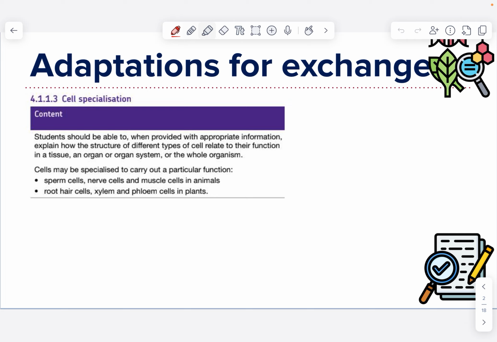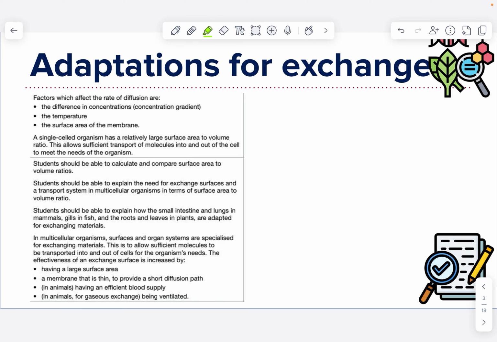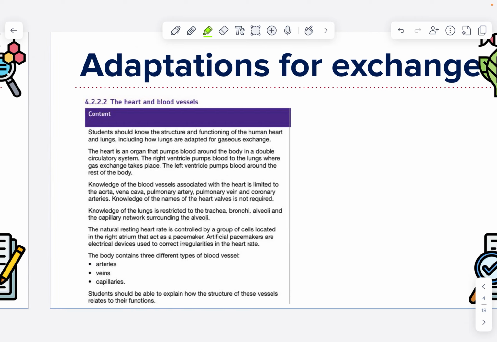So it actually comes up in cell specialization, in particular how cells are specialized to carry out a particular function. These are the main cells they want you to be aware of: sperm, nerve, muscle for an animal, root hair cell, xylem and phloem. We'll talk about those examples in a second. It then of course has links to transport and cell transport, and we're going to look at multicellular organisms and how that links to surface area, diffusion pathway, blood supply and ventilation, so key adaptations.